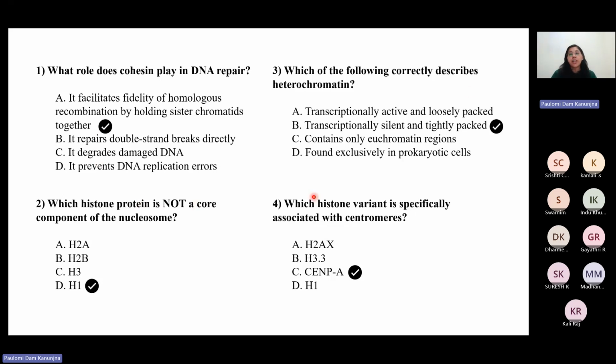Which of the following describes heterochromatin? Euchromatin is your active, right? So heterochromatin is basically your transcriptionally inactive, so silent, and that's because it's tightly packed. And this we discussed at length, that the centromere histone variant is CENP-A.